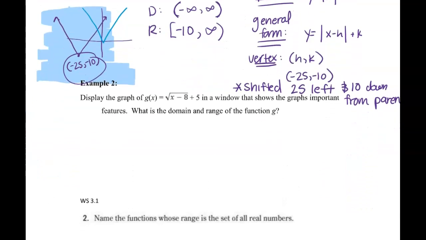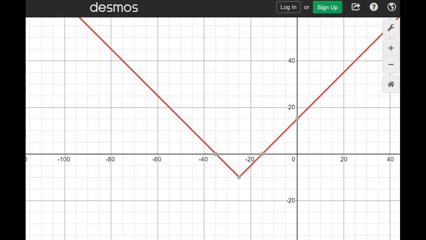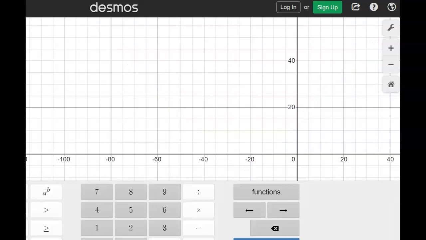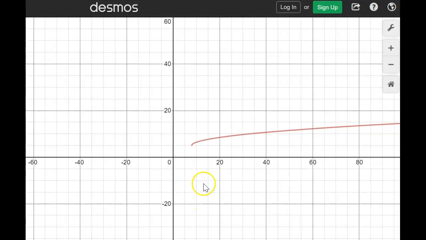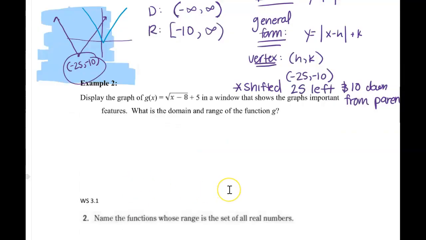Now let's look at square root of x minus 8 plus 5. Again, we'll deal with the graphing calculator, not right now. So y equals square root of x minus 8 plus 5. Okay, so if we move this around a little bit, it looks like it's floating there, isn't it? It's kind of bizarre. But basically that's the point 8, 5. So it's the shape of the square root graph, except that it's moved.